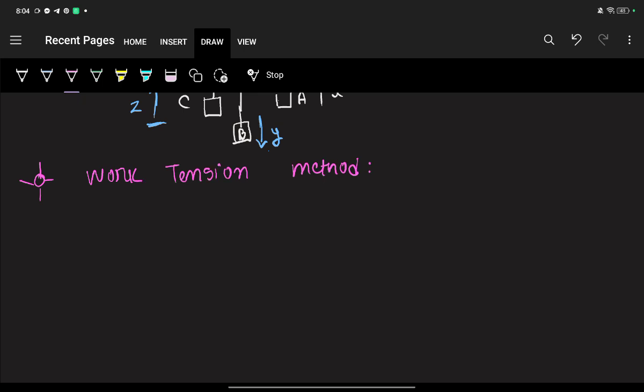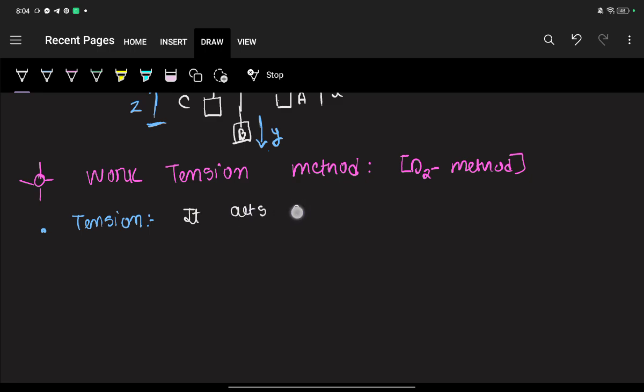This is our D2 method. So first of all, let's understand what is tension. Tension acts at all contact points of string away from point of contact.